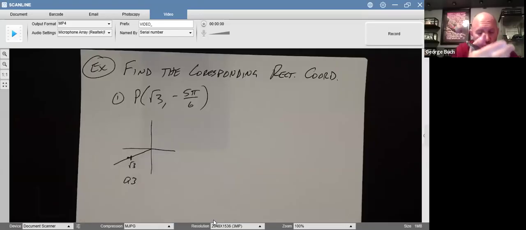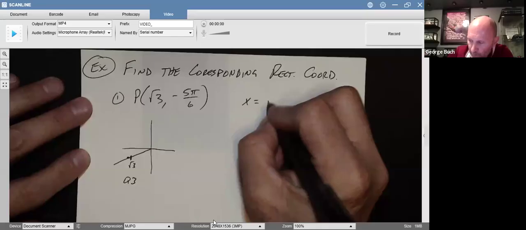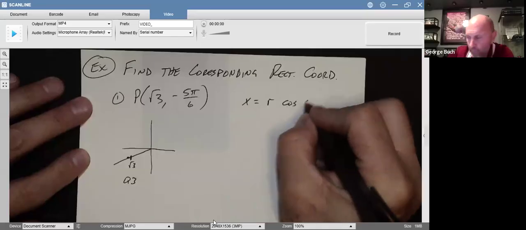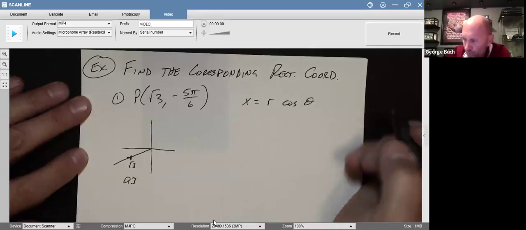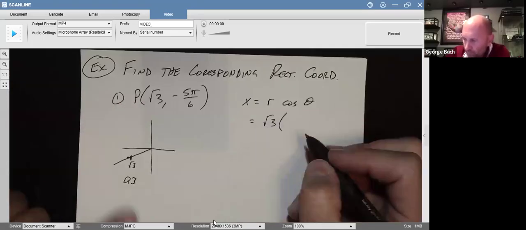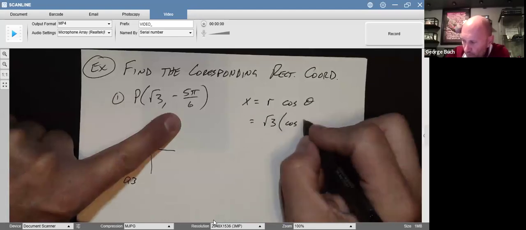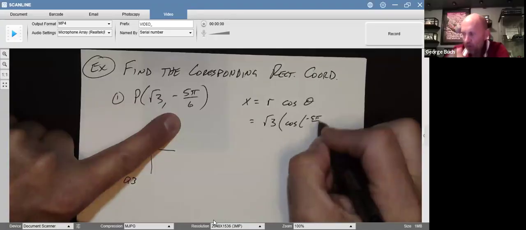Now, we use those different equations that I gave you. So first, to figure out the x value, that's r times cosine of theta. Well, my r is square root of 3. Cosine of theta, so this is cosine of negative 5 pi over 6.